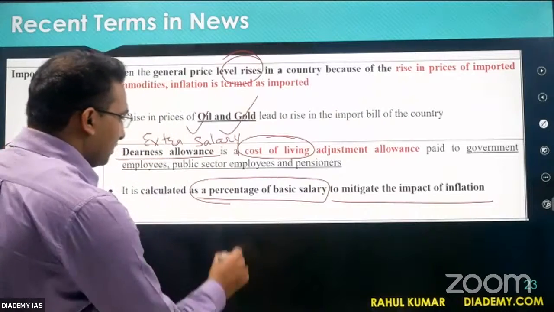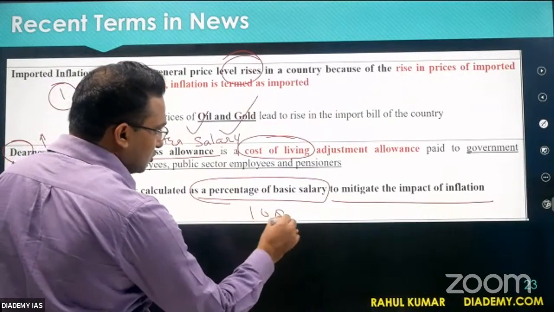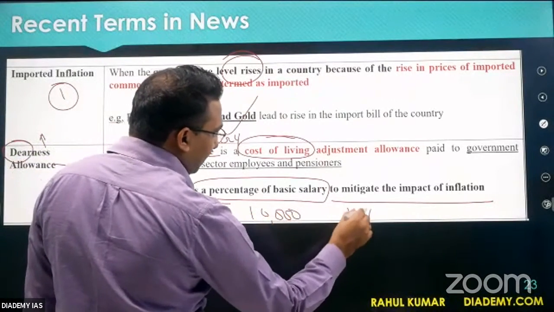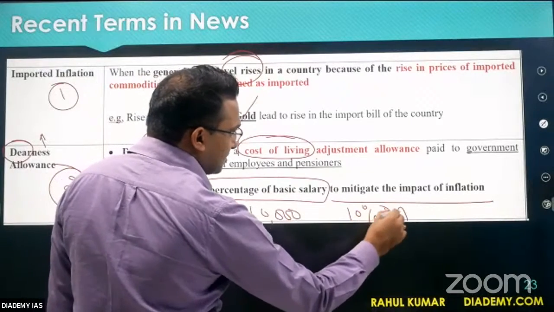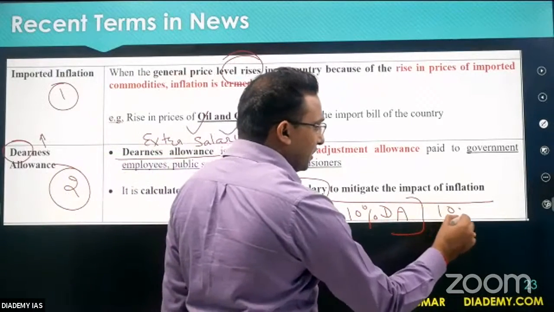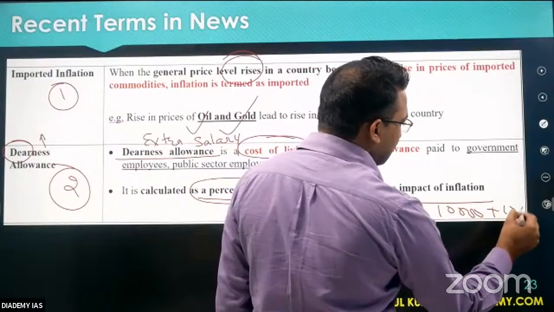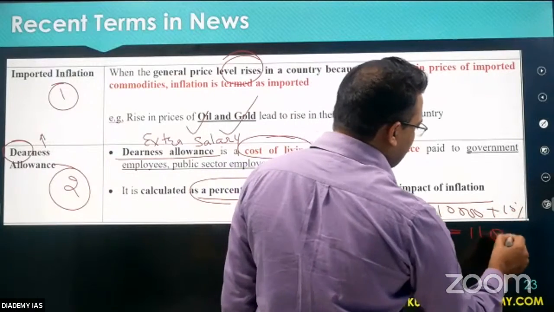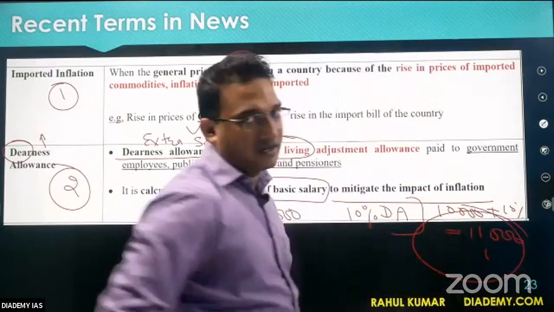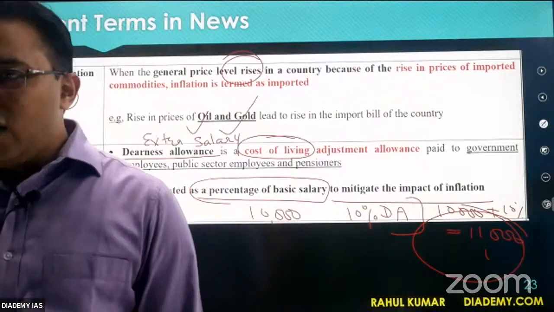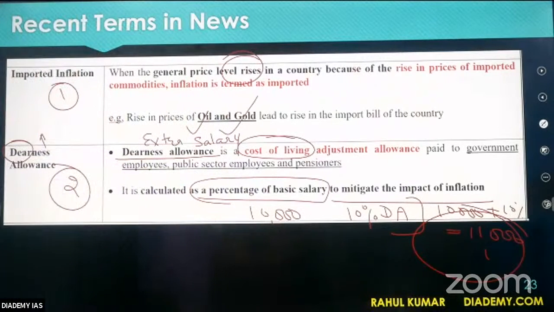So for example, there is a salary of 10,000 rupees. So government will say that okay, 10% will be the allowance. So total salary will be 10,000 plus 10%, that is 11,000 rupees. So this is how this allowance works. Okay. So there can be a single line question about this allowance. Otherwise, this is a very, very simple concept.